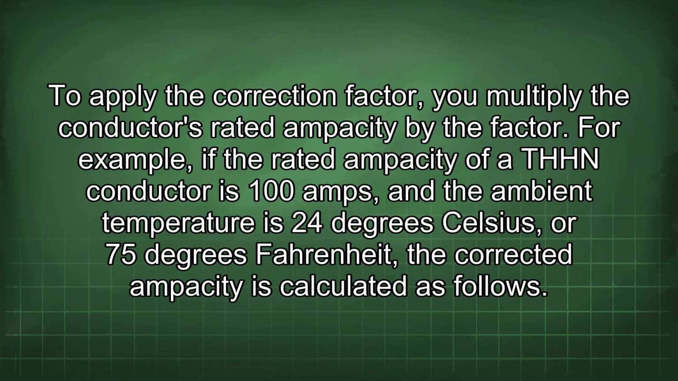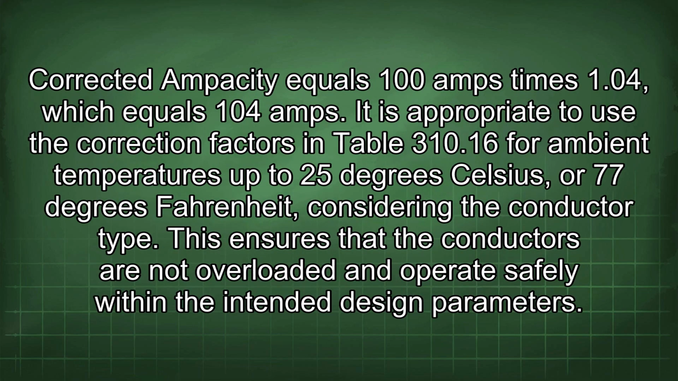To apply the correction factor, you multiply the conductor's rated ampacity by the factor. For example, if the rated ampacity of a THHN conductor is 100 amps and the ambient temperature is 24 degrees Celsius or 75 degrees Fahrenheit, the corrected ampacity is calculated as follows. Corrected ampacity equals 100 amps times 1.4, which equals 104 amps.